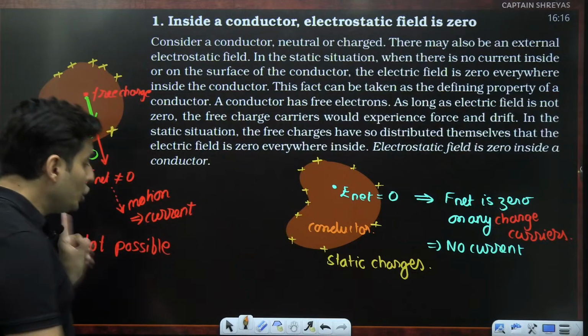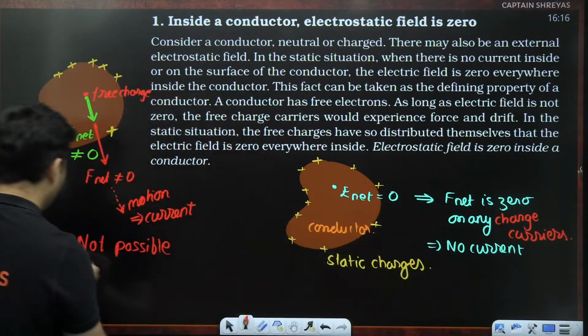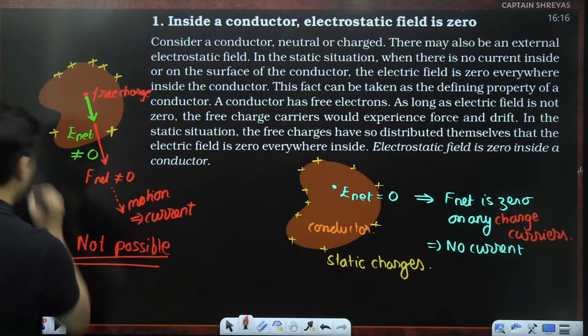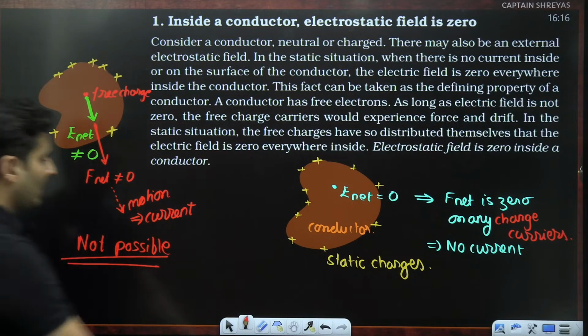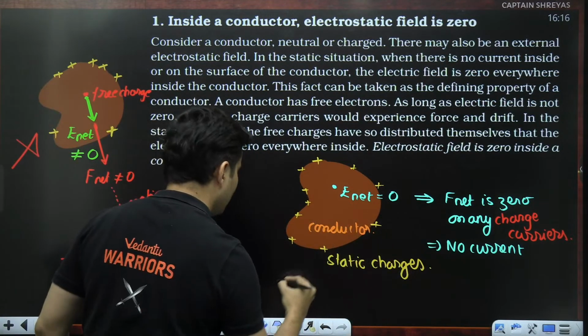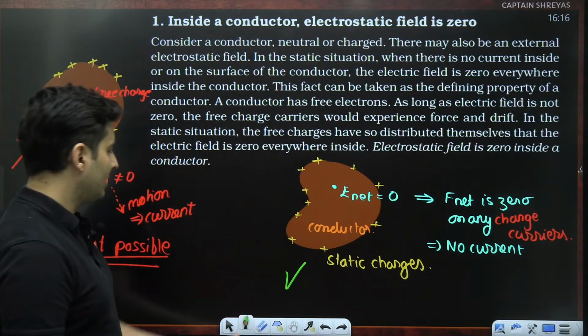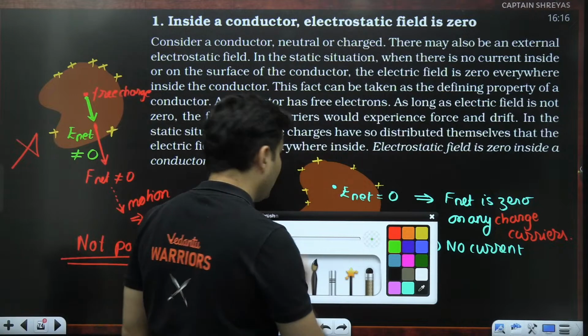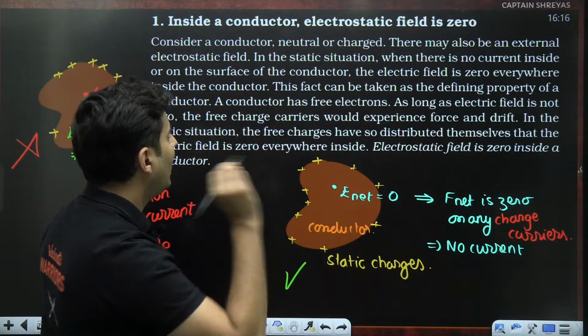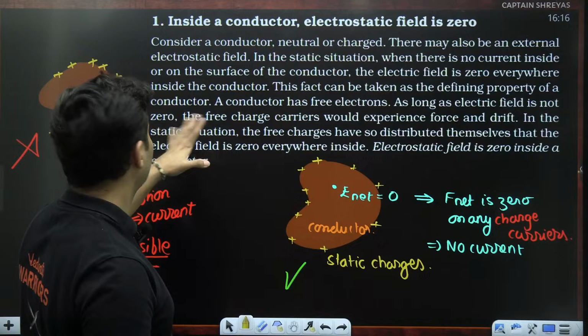This situation is not possible. Understand that. This is wrong. This is correct. This is possible. This is exactly what happens. That is what they have mentioned in this particular paragraph. So let's highlight the important points.